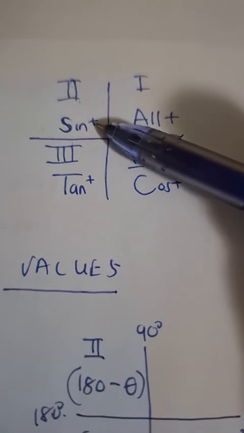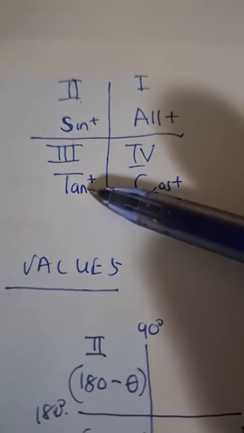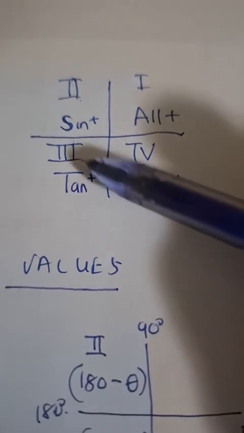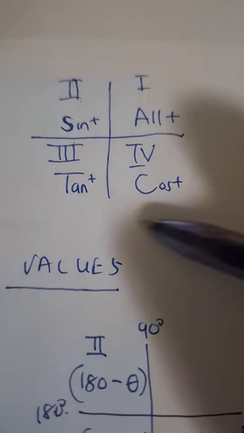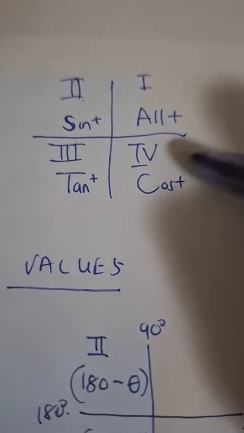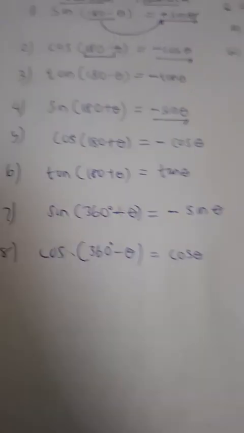So sine is positive here, all others negative. Tan is positive here, all other basic trig ratios, sine and cos, are negative. Here cos is positive, all other trig ratios, sine and tan, are negative. Once you know that and you've mastered that, it makes it easy for you to answer these questions.